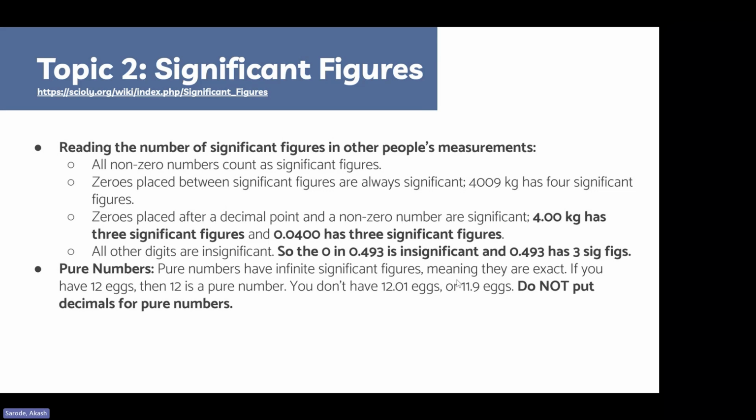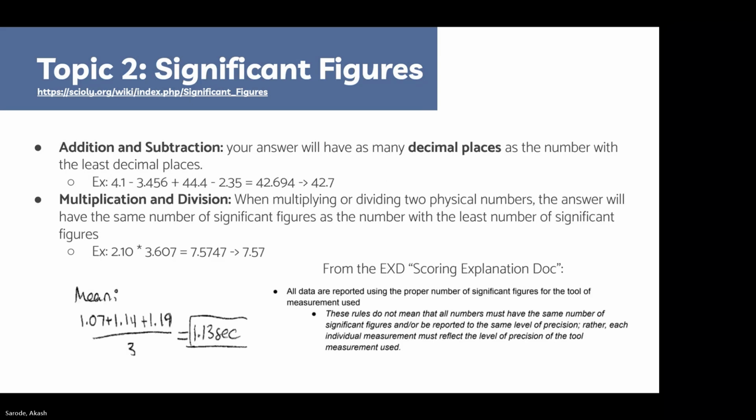So you can only have 12, or 11, 12, 13 eggs. You can't have a decimal amount like 12.5 or something. And for those types of numbers, they have an infinite number of significant figures, is what is generally said about them. And that's useful when you're doing calculations like addition and subtraction and multiplication and division. And that's why significant figures are so important in XD.